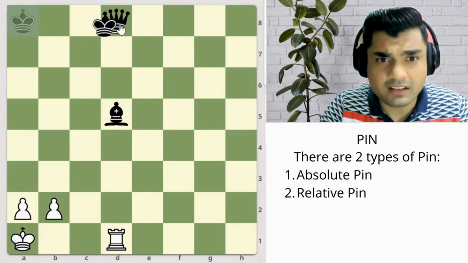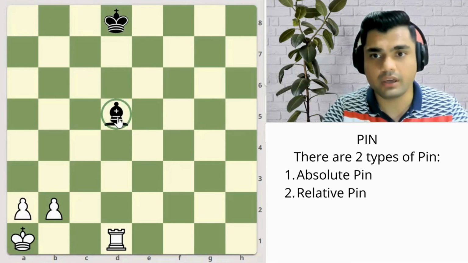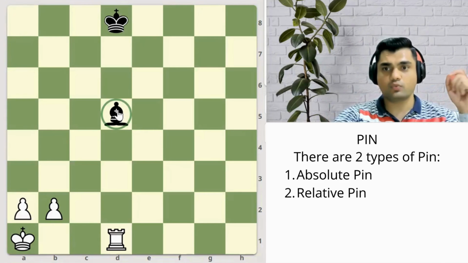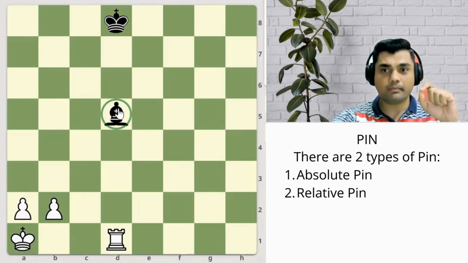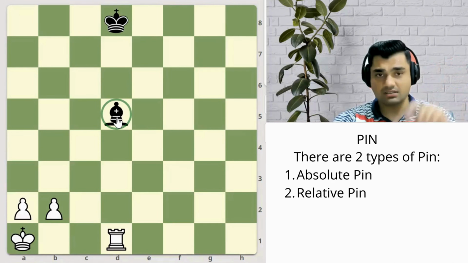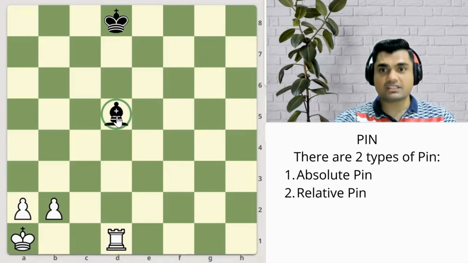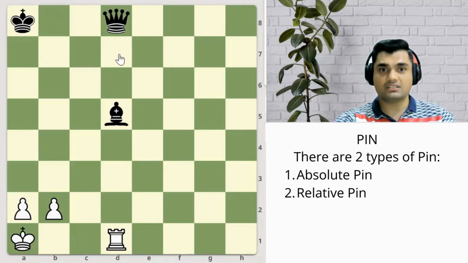The first is the absolute pin. The absolute pin is where the piece which is pinned cannot move at all under any circumstances. And a relative pin is where the pinned piece can move, but it will have consequences. That is known as a relative pin.